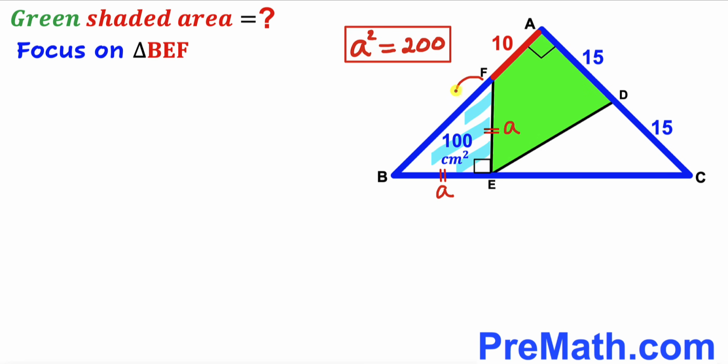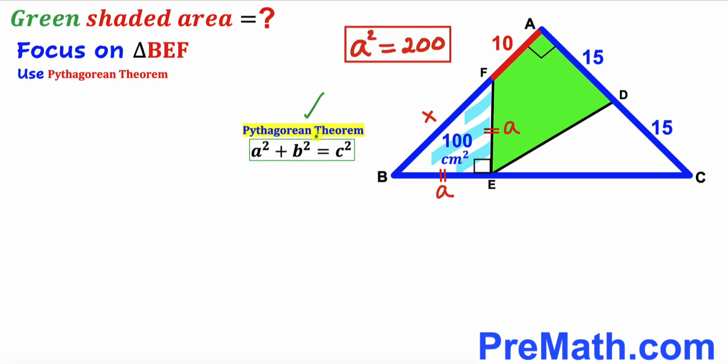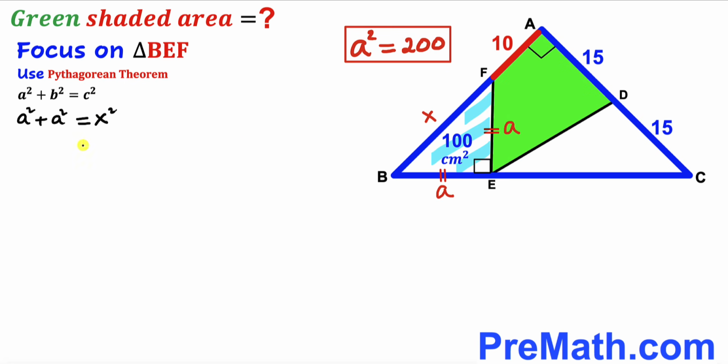Now our task is to calculate this side BF length. I'm going to label this one as x, and we are going to apply the Pythagorean theorem on this triangle to solve for x. Here's our Pythagorean theorem: a squared plus b squared equals c squared. In our case, our hypotenuse is x, whereas our two other legs are lowercase a and lowercase a as well. Let's fill in the blanks. So we got a squared plus a squared equal to x squared. Let's simplify. So we got x squared equal to 2 times a squared.